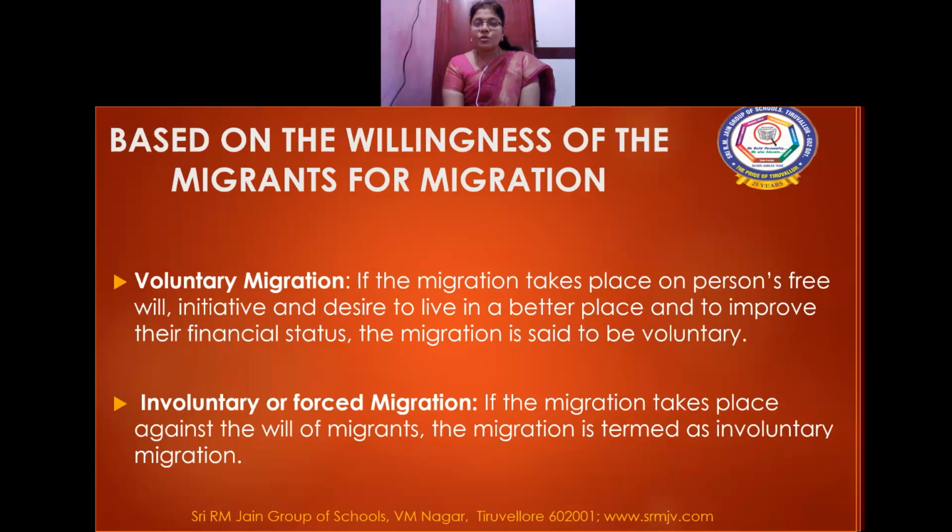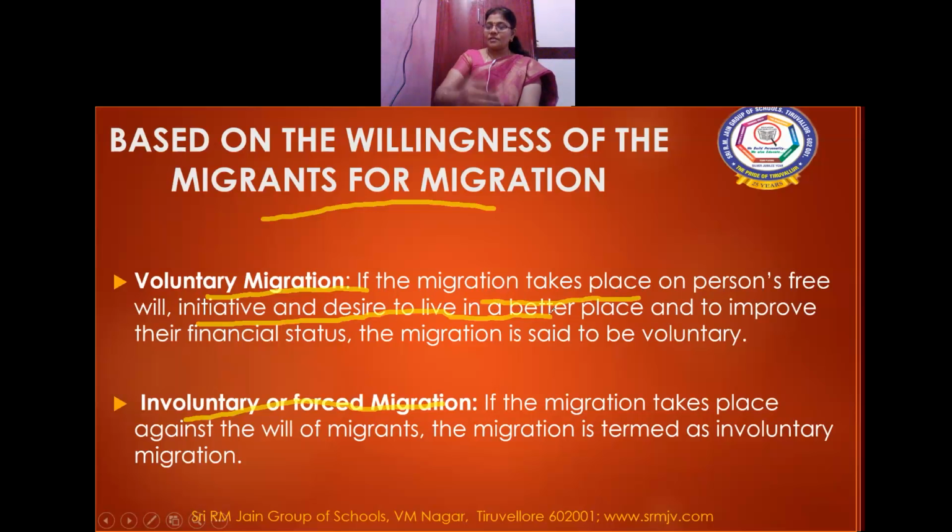Next one, based on the willingness of the migrants for migration. We can divide that into voluntary migration or involuntary or forced migration. If the migration takes place on a person's free will, if the person is willing to shift his residence from one place to another, he may be going for job opportunities, or he may be willing to increase his financial status.